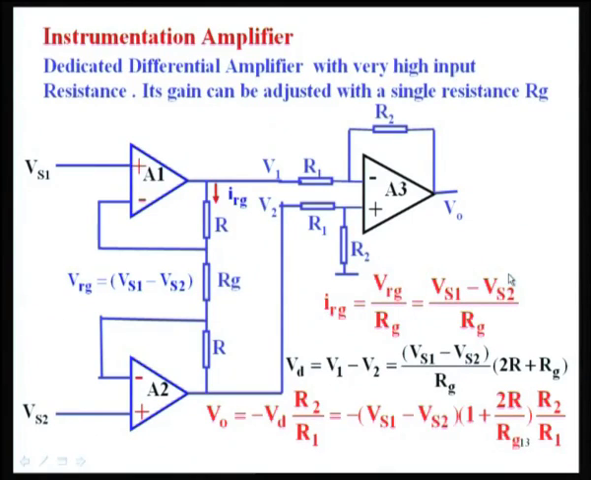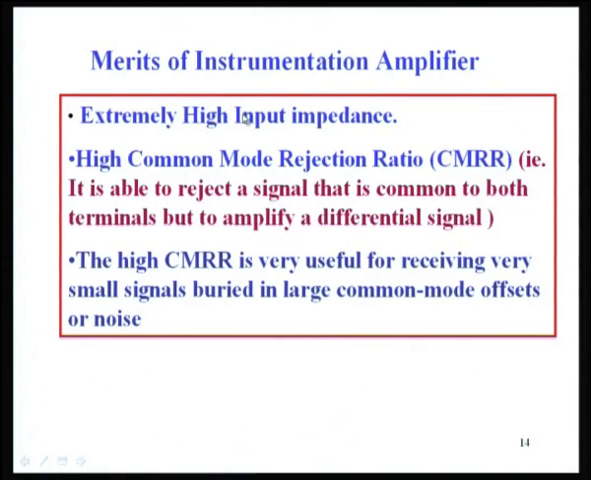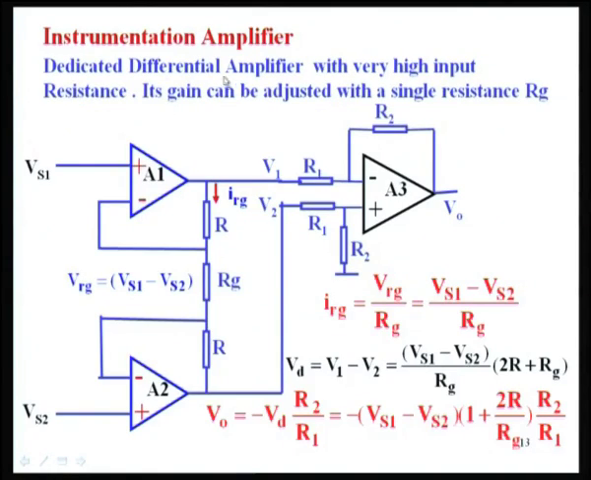So, the differential amplifier with this arrangement is often used as an instrumentation amplifier with very high gain, because it is R2 by R1 into a factor which can be controlled by this Rg, and very high input resistance, because the two inputs are coming across these two terminals, the input of this op amp plus this quantity. So, you get very high gain, and the usefulness of this is extremely high input impedance. This is called an instrumentation amplifier.